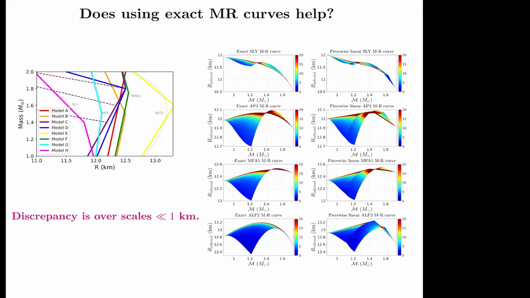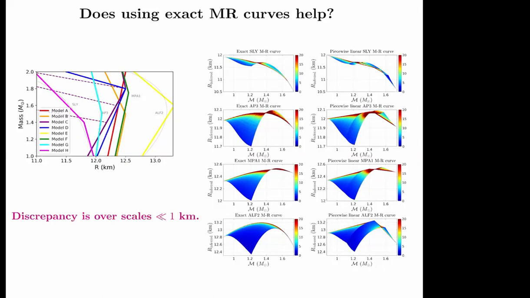The key thing that I want you to take note of here is that the density of events only differ over scales which are much less than 1 kilometer in inferred radius. The observational error associated with the inferred radius is going to be on the order of a kilometer, maybe even a few kilometers for low signal to noise events. And so what this means is that you don't really gain anything by using the exact microscopic MR curves. The piecewise linear approximations are completely sufficient.